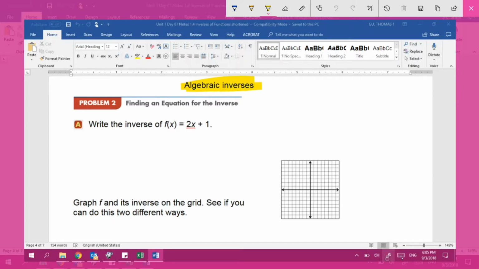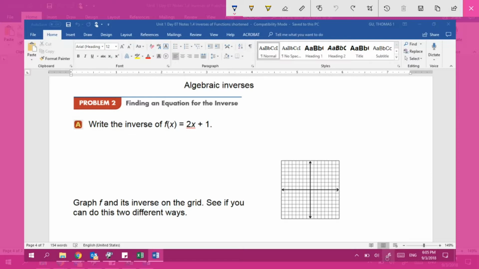Oh my goodness, algebraic inverses. So, for example, they give us the function f of x equals 2x plus 1, and we need to write the inverse of this function. So first, let's see what the inverse of the function would be. Remember, when we wanted to find the inverse of that relation, we switched the x's and y's. So in this sense, we're going to do the exact same thing.